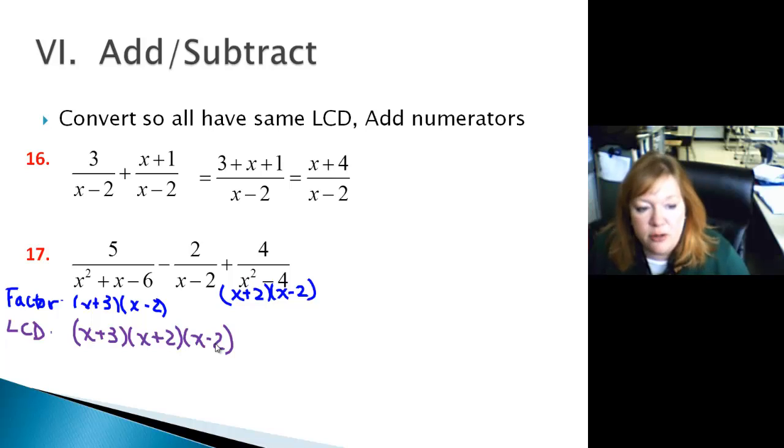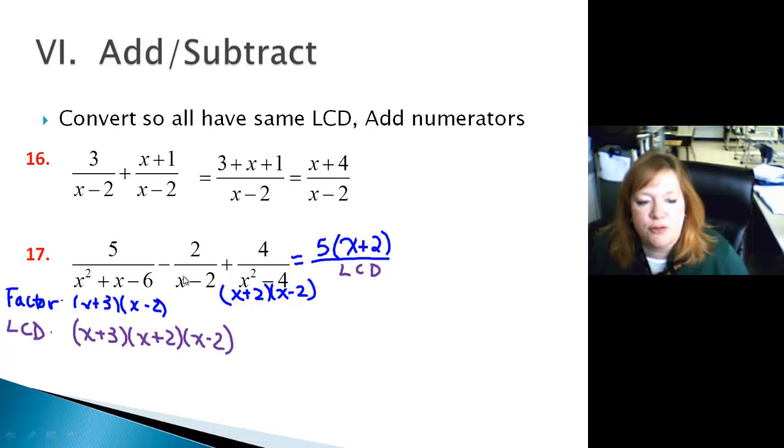When we go to rewrite these with our least common denominator, I look at this first one and I say, what is he missing out of the least common denominator? Well, this one is missing an x plus 2. I have x plus 3, x minus 2, but I don't have an x plus 2. So what I'm going to do is take the top and bottom times x plus 2. And then instead of writing that big long honking thing, I'm just going to put LCD.